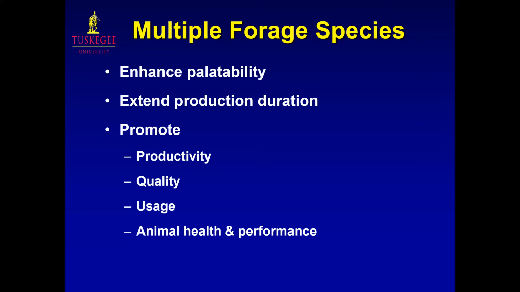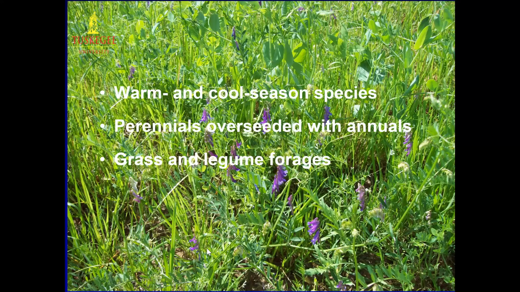I think all of our producers would like to improve animal health and animal performance, and we can do that by improving the pasture, by cultivating multiple forages. So this is a field I would like to share with you. This has warm and cool season species, and in the background you can see some hairy vetch, winter peas, and annual ryegrass.